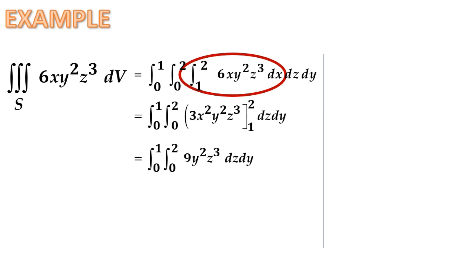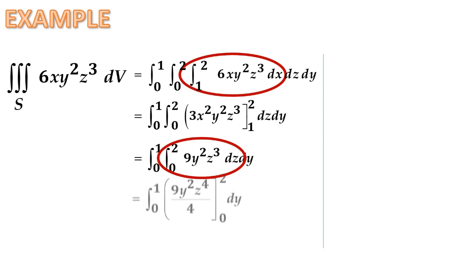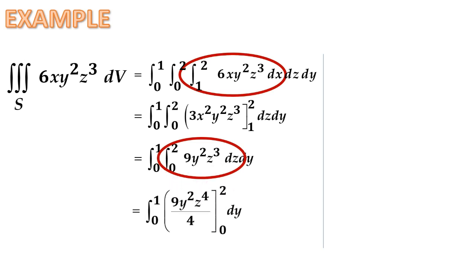And again, we evaluate the inner integral first. Thus, we get the integral from 0 to 2 of 9y squared z cubed, treating the other variable as constant. Hence, we will get 9y squared z raised to 4 all over 4. Further evaluated from 0 to 2, we will get 36y squared.